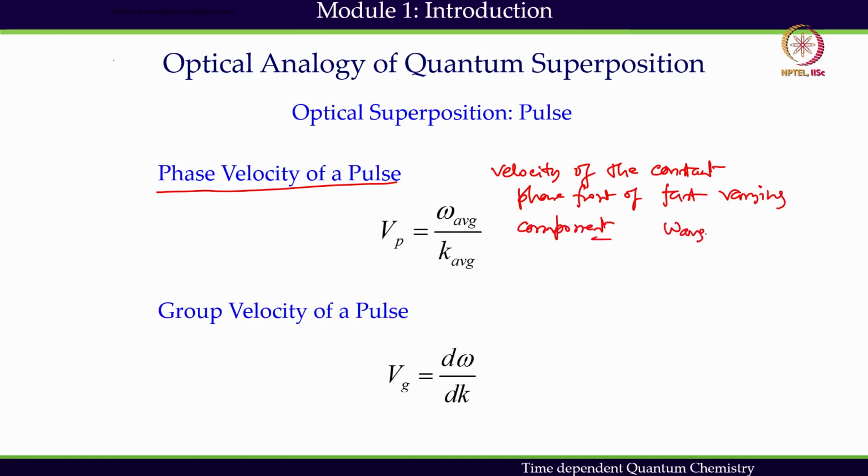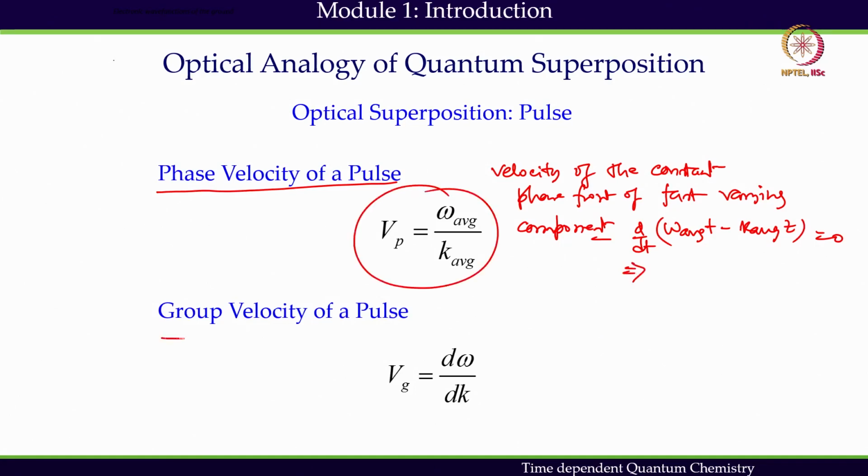How can I get that? Clearly, I had the phase omega average t minus k average z. This is the phase. I take the first derivative to be 0. If I take the first derivative, the constant phase front will repeat. That's why the first derivative is 0. It is the velocity of the constant phase front. So if I take that, then I get the phase velocity.